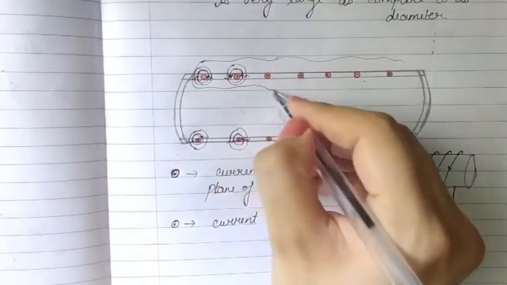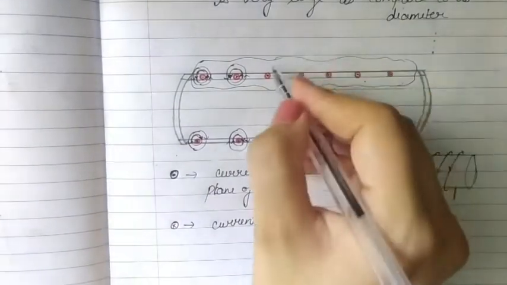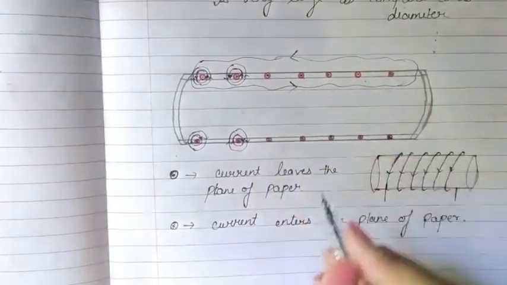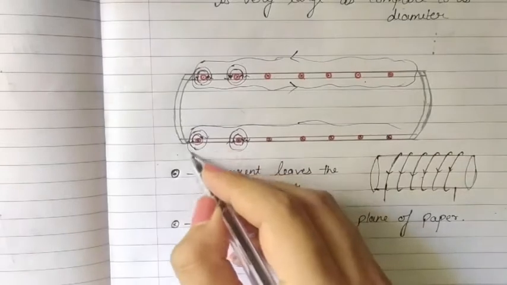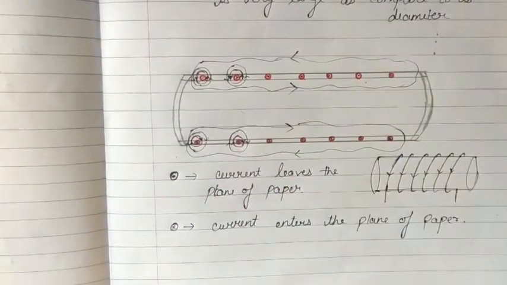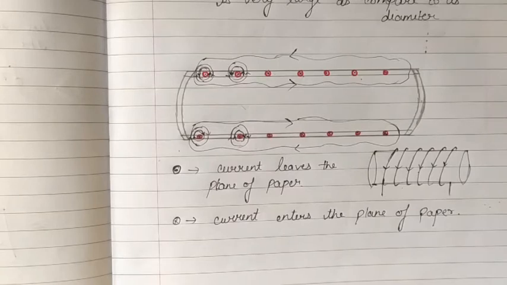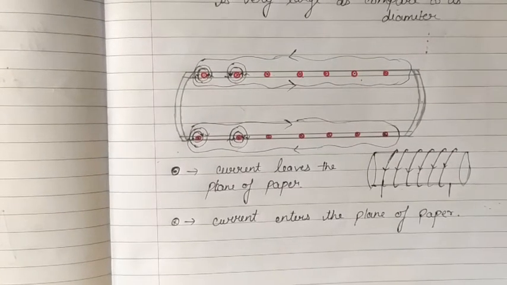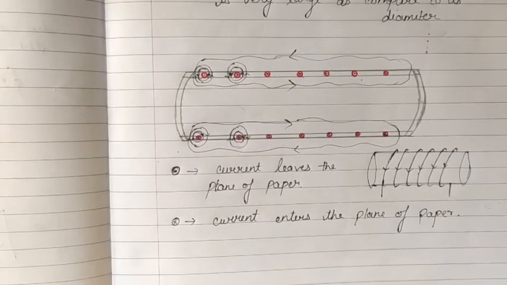Combinedly they form an effect like this, with the direction of anti-clockwise here and clockwise at the bottom, right? So this is the magnetic field at the points where current is either entering or leaving the plane of paper. Now come to the remaining area.